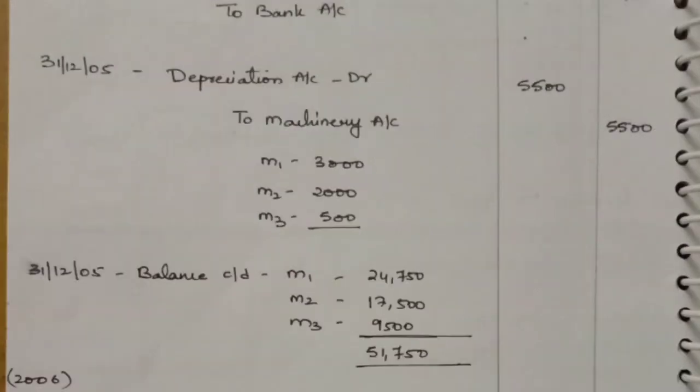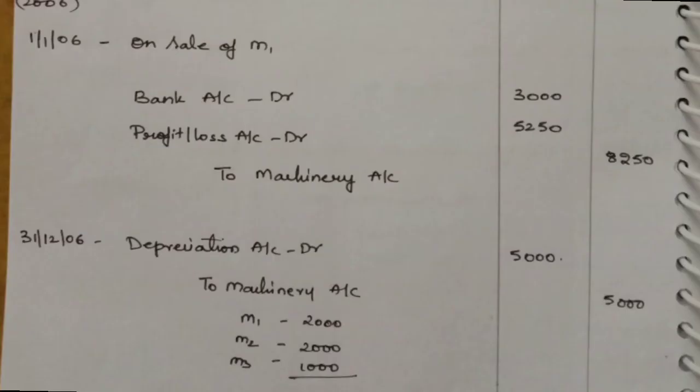Again you need to take the balances as a net cost of the machinery from the working notes only. From the working notes you can see 24,750, 17,500 for machinery 2 and 9,500 for machinery 3. Total comes to 51,750. So this 51,750 you can directly take to the ledger. Okay, and on 1st January 2006 what is happening is that we are selling machinery 1, that is 1/3 of the machinery. So what is the amount of machinery we are selling?